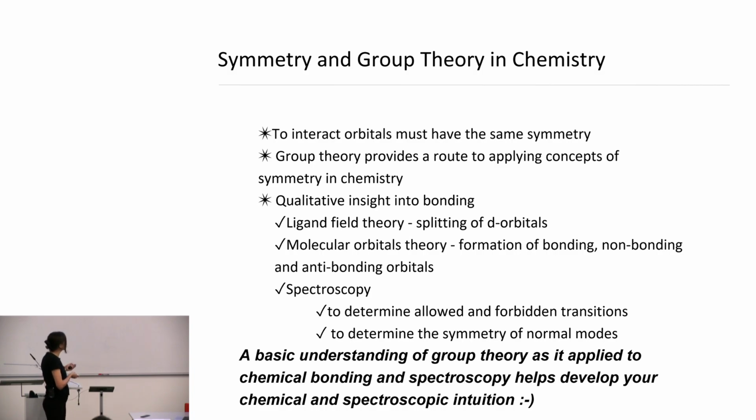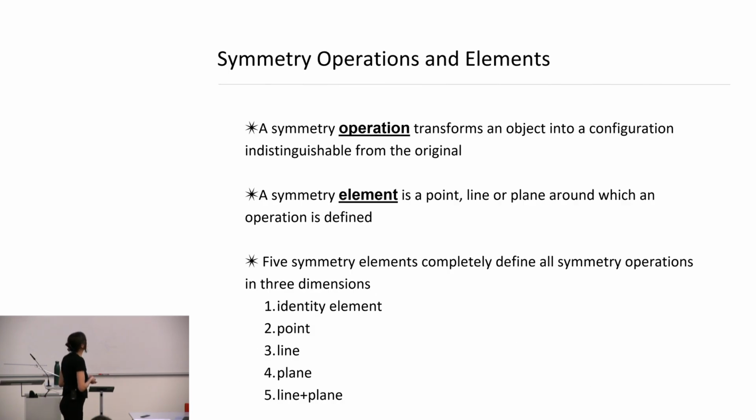And so, as I already said, a basic understanding of group theory as it applies to chemical bonding and spectroscopy is what really helps you develop your chemical intuition, and I would argue also makes for better computational chemistry questions. This is really a background that will be a lens through which you ask questions, and hopefully good questions. Okay, so we're going to start with basically just symmetry operations and elements and how we go about actually defining eventually point groups and character tables.